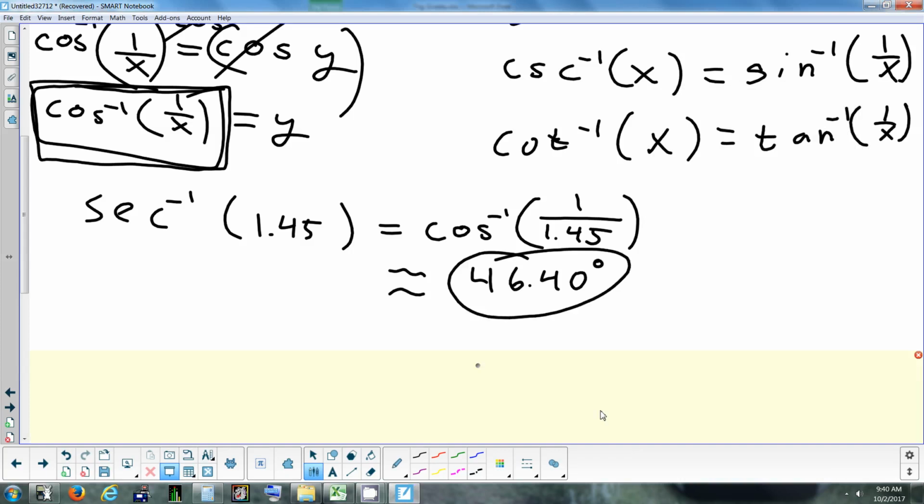And remember, every time you find an answer, it's an angle. So put the degree symbol on it, or if you're in radians, do you have to write RAD? Okay, no, you don't have to write it.